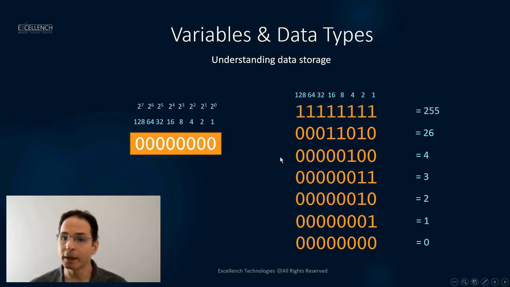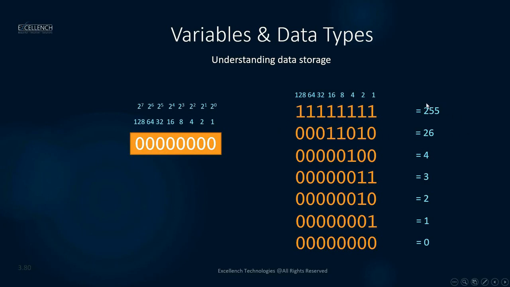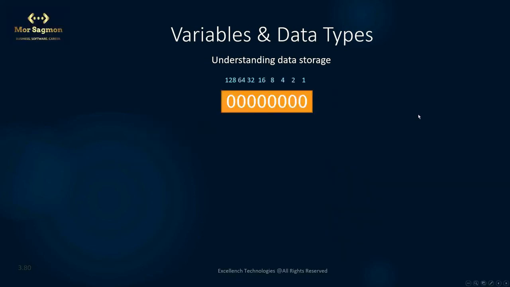Now, if we turn on all 8 bits, what do we get? We need to add 1 plus 2 plus 4 plus 8 plus 16 plus 32 plus 64 plus 128. That brings us to 255. So the largest possible whole number that we can represent using a single byte is 255. So how do we represent larger numbers? How do we represent 256? How do we represent 2008?